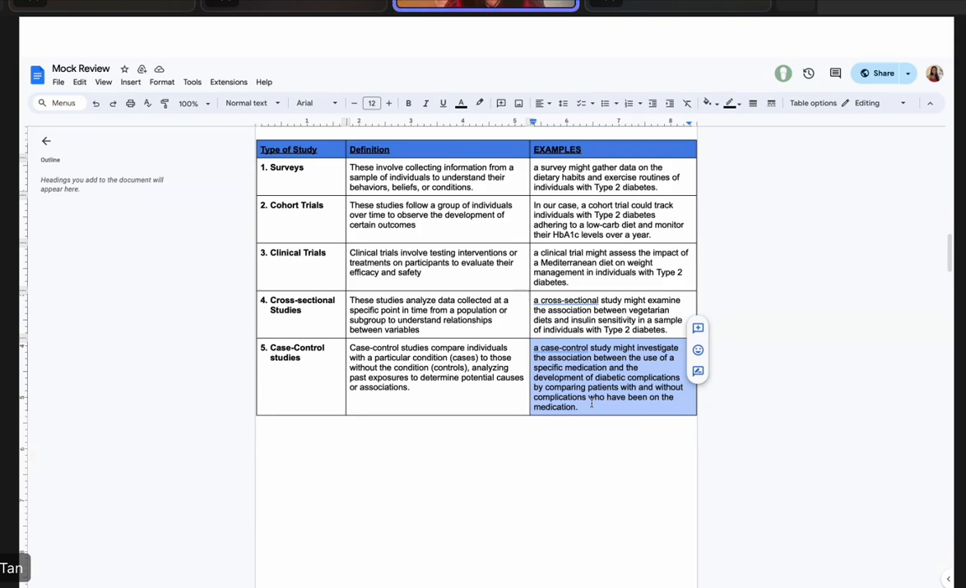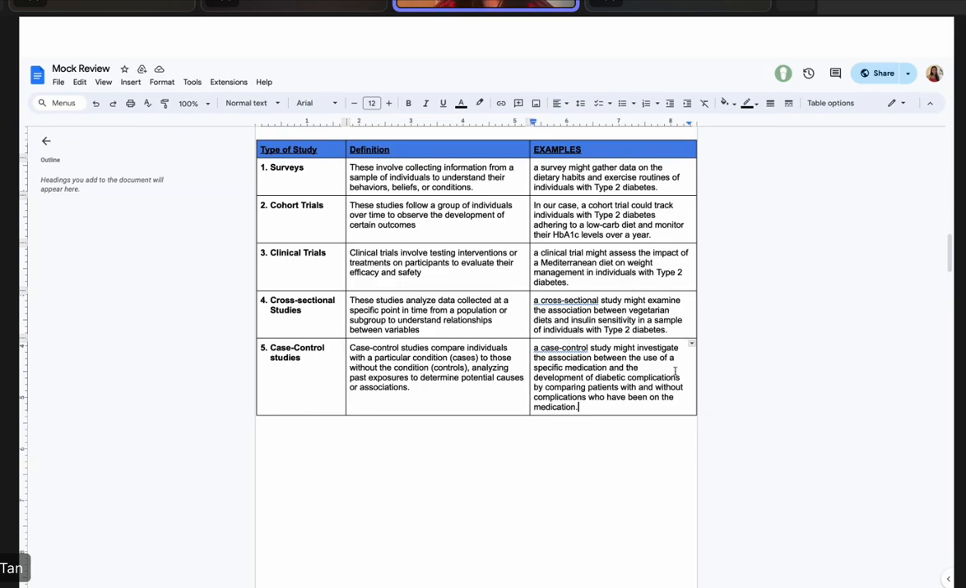So how do you know if a medicine is associated with a complication? You take a sample of everyone who has taken this medication, and then you compare it. Do they have complications? And how many do not have the complications? That would be case control. Right. So if we just summarize what we have here.